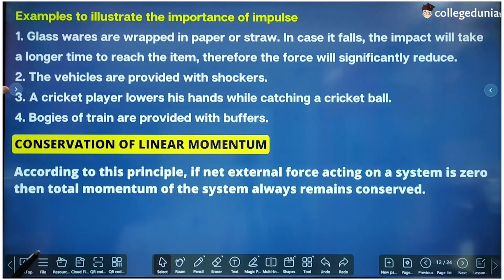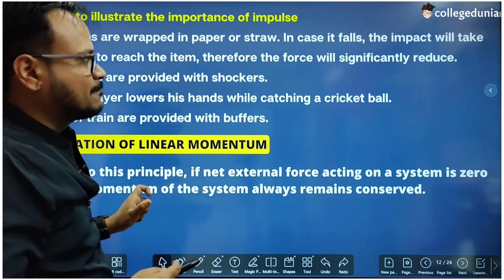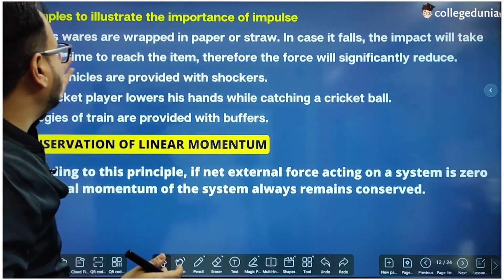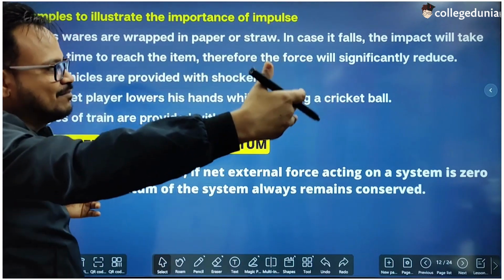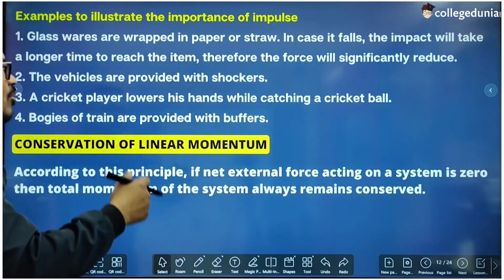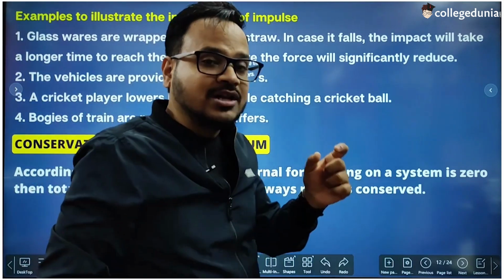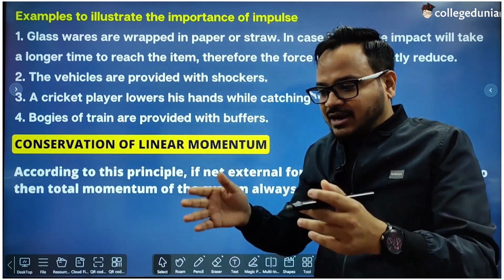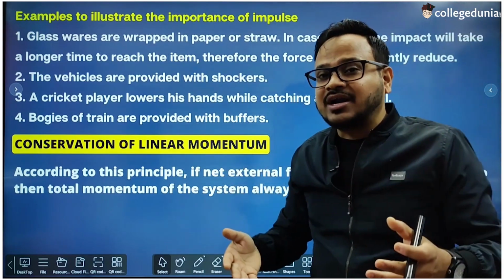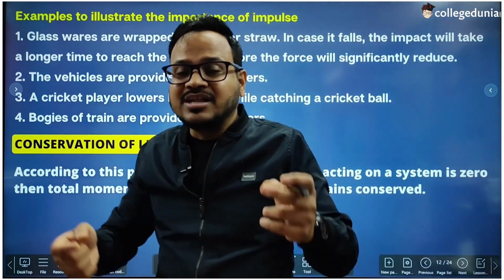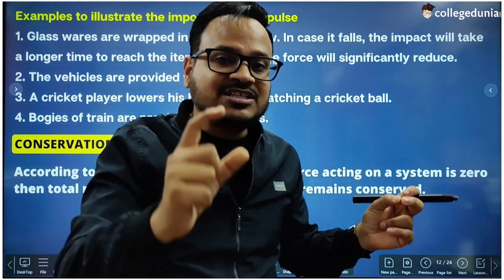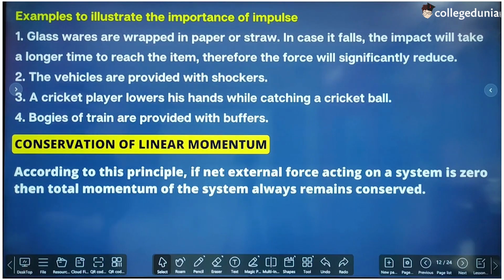For example, glasswares are wrapped in paper or straw, so in case one falls, the impact will take a longer time to reach the item. Therefore, the force will significantly reduce. For the same reason, vehicles are provided with shockers. What happens when a vehicle hits a pit? The impact of that pit takes longer time to reach the rider because it passes through the shocker. And since the time is more, the force of the jerk reduces to a significantly small amount.